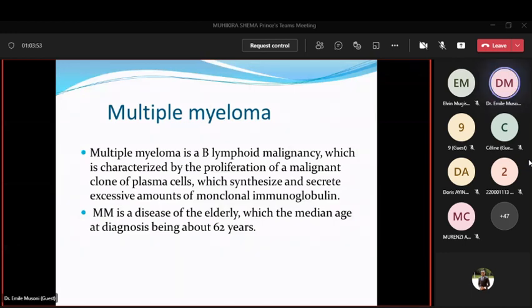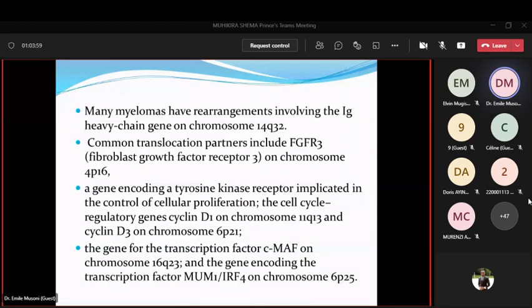Multiple myeloma has rearrangement involving the immunoglobulin heavy chain gene on chromosome 14, q32. These are some of the genetic changes involved in multiple myeloma. As I have said before, even in general pathology, once you have a cancer, with advanced technology you also have to do molecular tests to see the genes involved in that tumor. This is why you see some gene mutations in multiple myeloma.